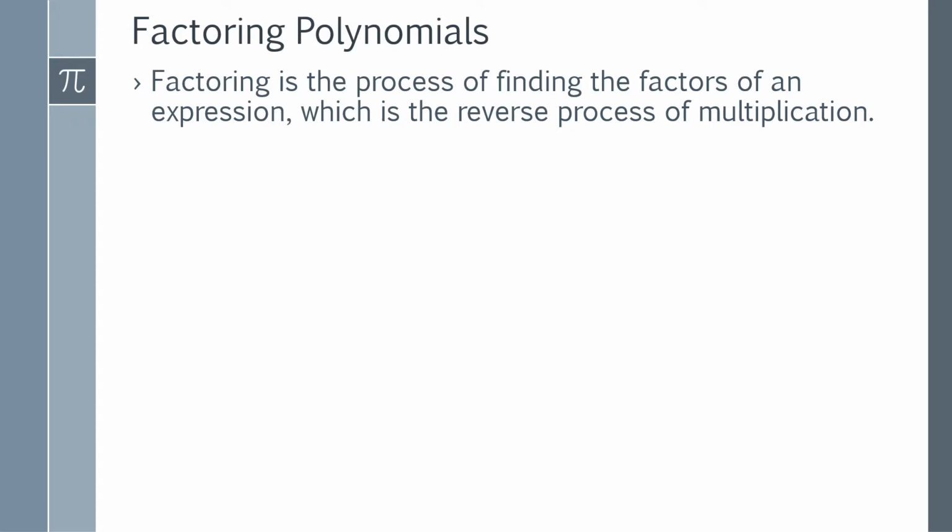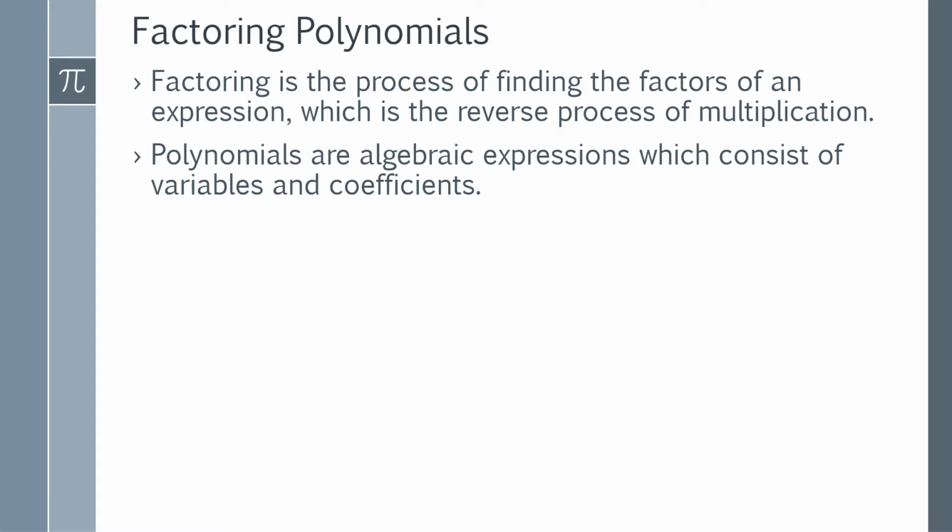Halimbawa, 2 times 3 equals 6. That is multiplication, di ba? Yung process. Ngayon, yung factoring, babaliktarin mo. So, kung 6 ang sagot sa 2 times 3, ano ang factor ng 6? The answer is 2 and 3. Ano pa yung factor ng 6? 1, 6. So, lahat ng factors ay 4. 1, 2, 3, and 6.